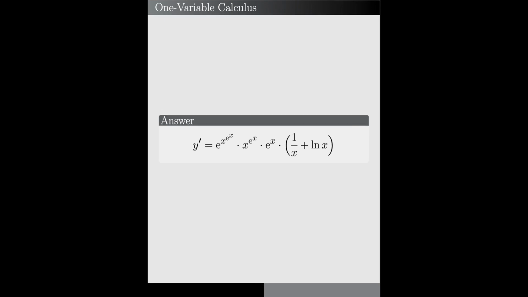The answer is y prime equals e to the x to the e to the x times x to the e to the x times e to the x times 1 over x plus ln of x.